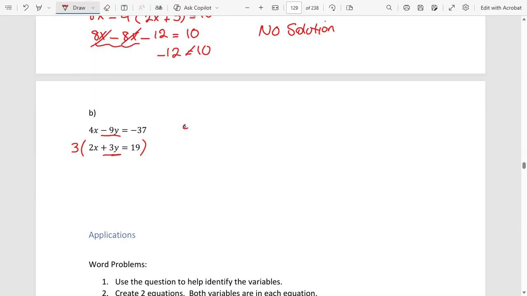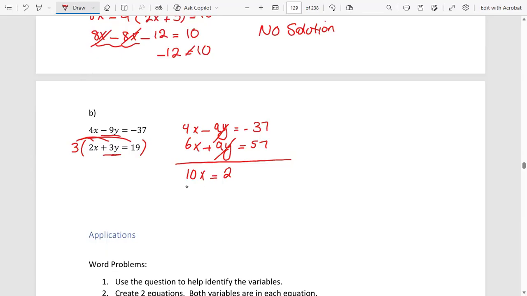So I will write the first equation, not touching that, no change on the first one. But in the second equation, I will multiply everything by 3 to get positive 9. So 6x plus 9y, which is equal to 57. Now if I add the two equations together, y cancels, so I just have 4x plus 6x, which is 10x, negative 37 plus 57, which is 20, and then divide both sides by 10, and the answer is 2.